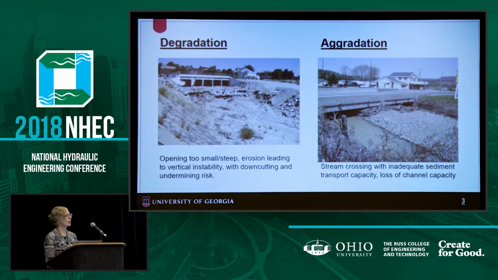On the right-hand side, you have aggradation. You have a stream crossing with inadequate sediment transport capacity and a loss of channel capacity and waterway opening. So now you have a risk of increased flooding and roadway overtopping.